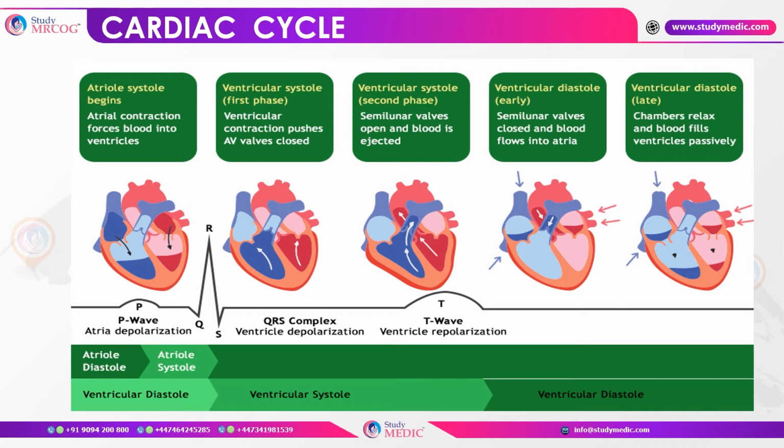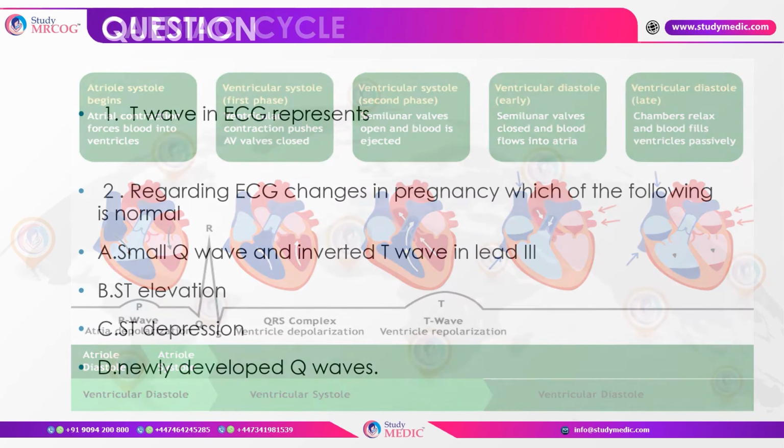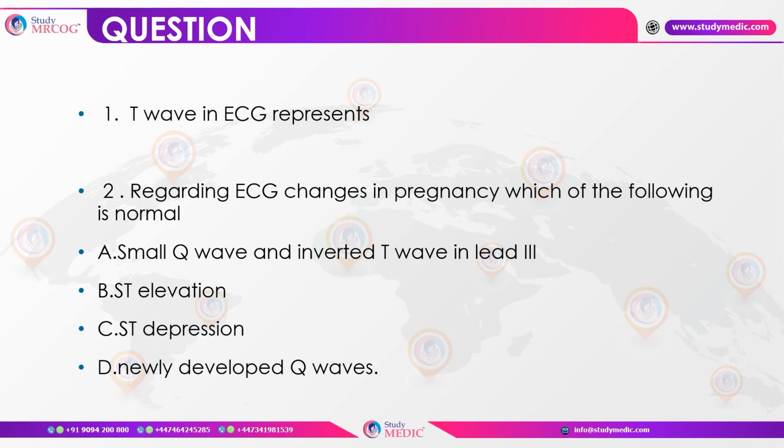Coming to another important concept, the cardiac cycle. We have to know about its correspondence with the ECG. We have the P wave, which represents the atrial depolarization, the QRS complex, which is the ventricular depolarization, and the T wave, which is the ventricular repolarization. So the questions can be based on the changes in the ECG. Say, for example, what does the T wave in the ECG represent?